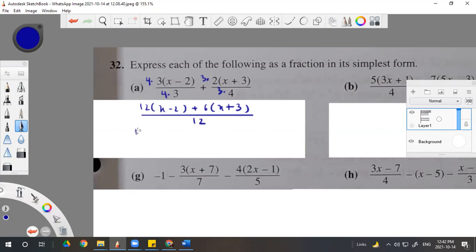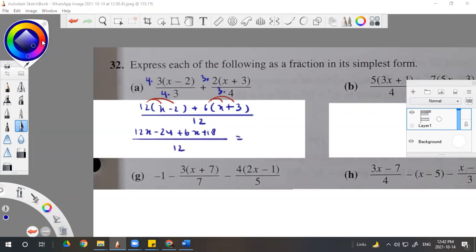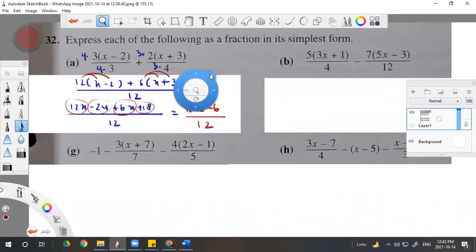So 12x minus 12, minus 24, I mean, because you do the rainbow multiplication. And then next, 6x plus 18, right? Over 12. Okay. 12x plus 6x, 18x. Negative 24 plus 18, negative 6. Over 12. Okay? Done. But if you want to continue, bisa banget guys.